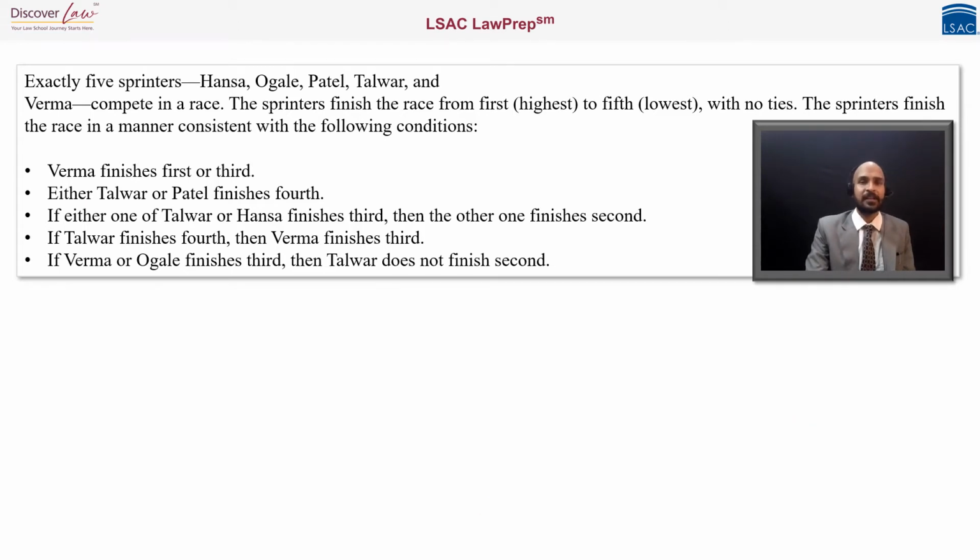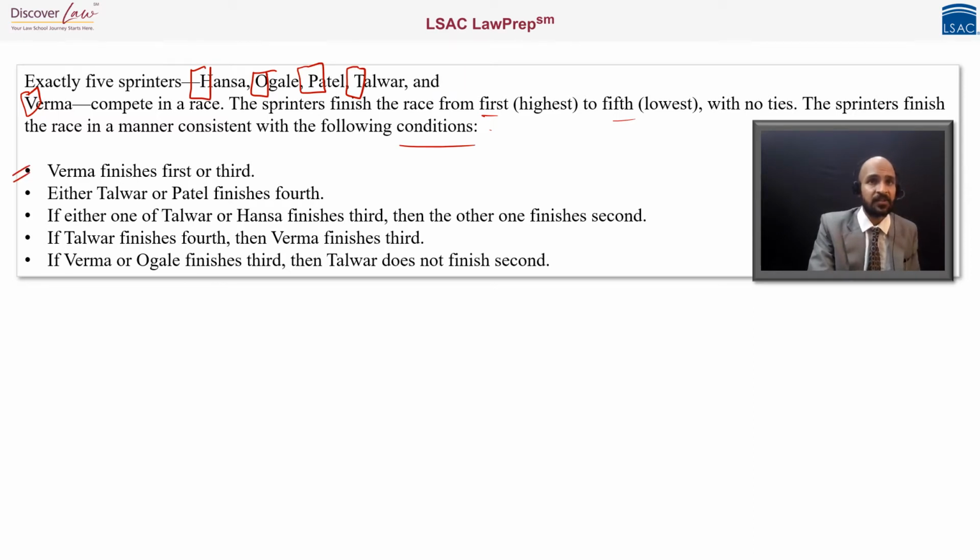You know that there are 5 sprinters. Let us only identify them by the first alphabet, H, O, P, T, and V. There is no need for you to even think of the entire name. It's a waste of time. They finished the race from the first position to the 5th position with no ties, and they follow the following conditions. Let's look at the conditions one by one.